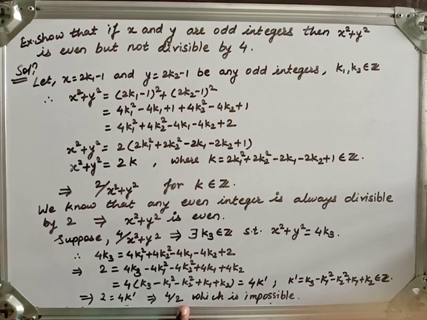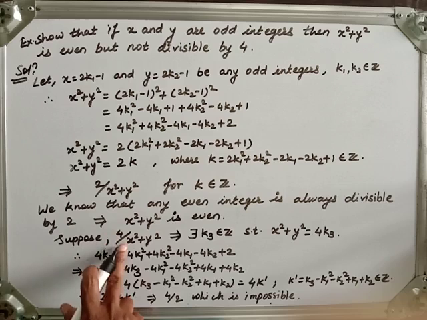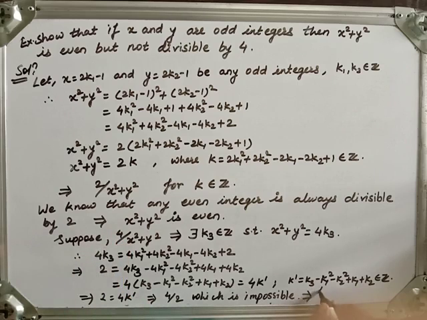Why does this contradiction occur? Because we have assumed 4 divides x square plus y square. So what does this say? 4 doesn't divide x square plus y square. This is our answer, or this is a proof of this example.